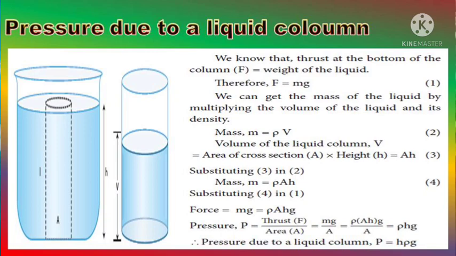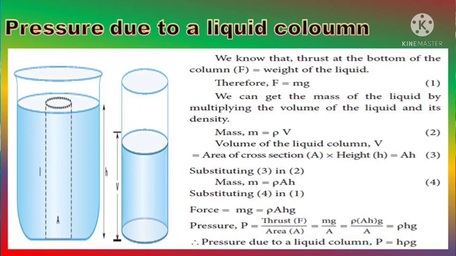Here V is the volume of the liquid column. Then substitute the V value, the volume of the liquid, as capital A into h. Then substitute equation 3 in equation number 2. That is small m, which is equal to rho into A into h. This is equation number 4. Then substitute equation number 4 in equation number 1.